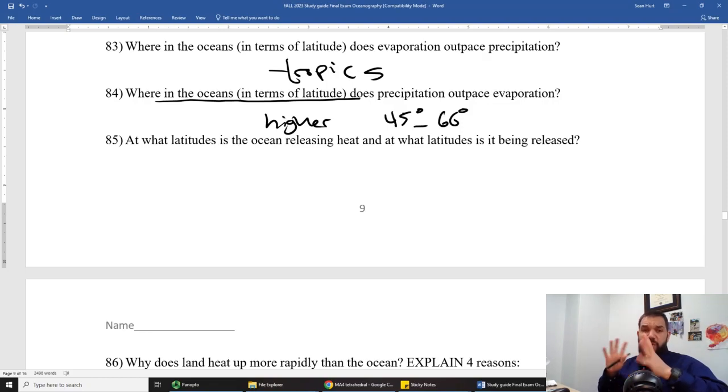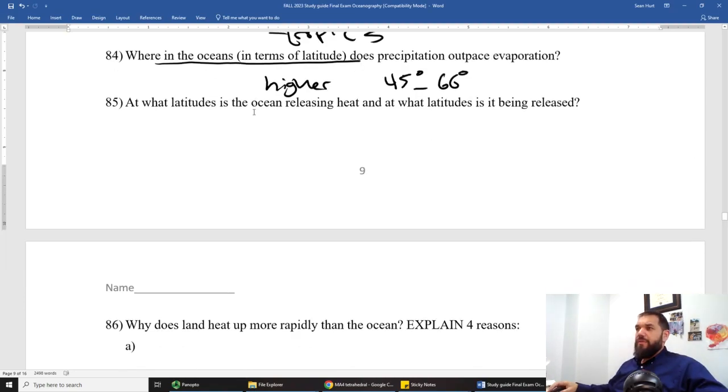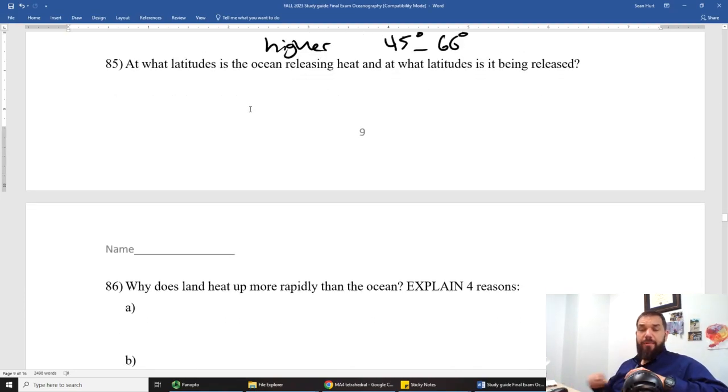Otherwise you'd have these crazy extremes, the tropics being unbearably hot, and the higher latitudes, 45 degrees, 66 degrees, just being unbearably cold. Okay, so it makes the planet basically much more habitable.